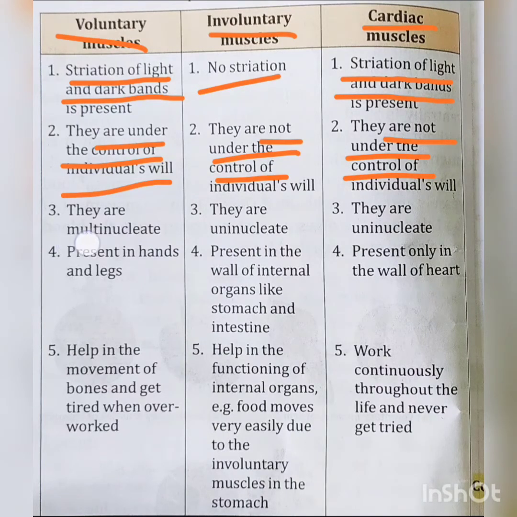Voluntary muscles are multinucleate, that is, more than one nucleus is present. Involuntary muscles are uninucleate, that is, a single nucleus is present. And cardiac muscles also are uninucleate. Voluntary muscles are present in hands and legs. Involuntary muscles are present in the wall of internal organs like stomach, intestine, etc. Cardiac muscles are present only in the wall of the heart.